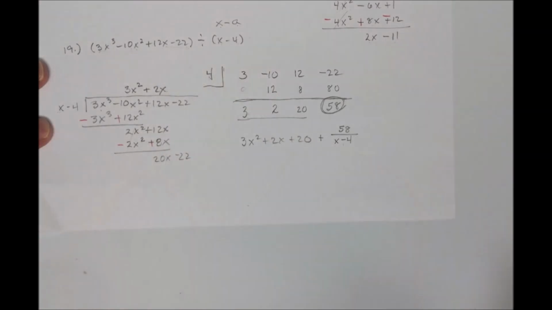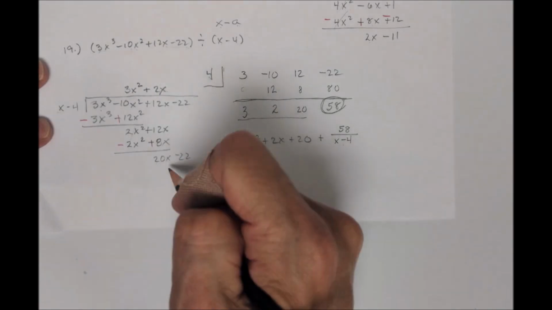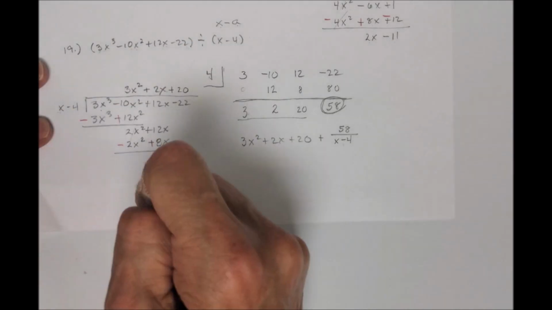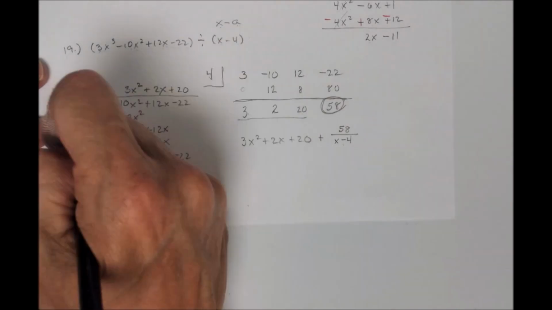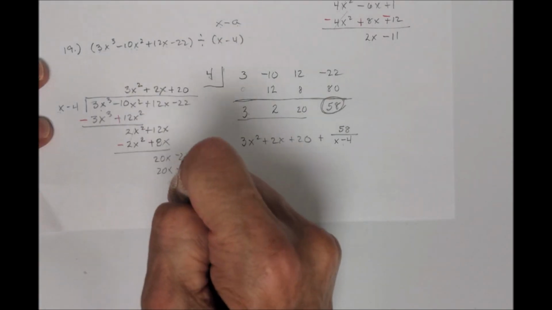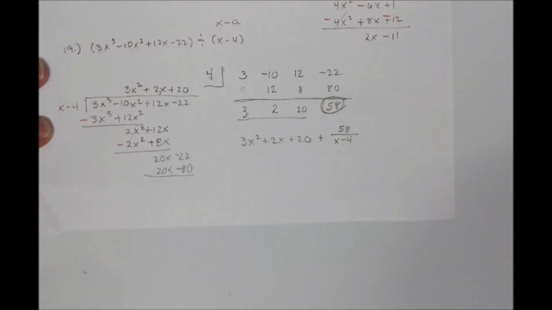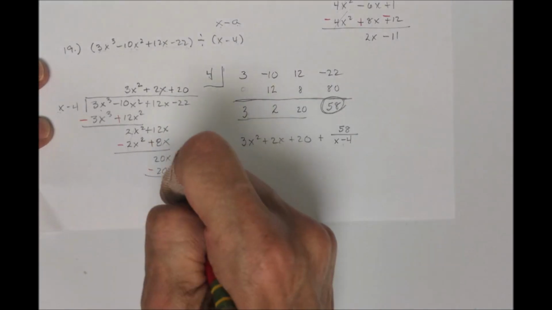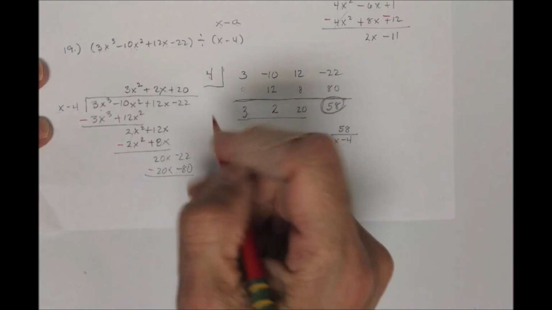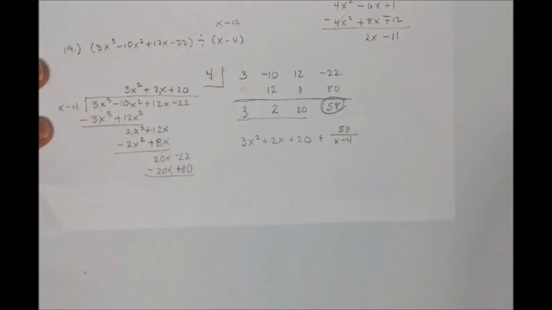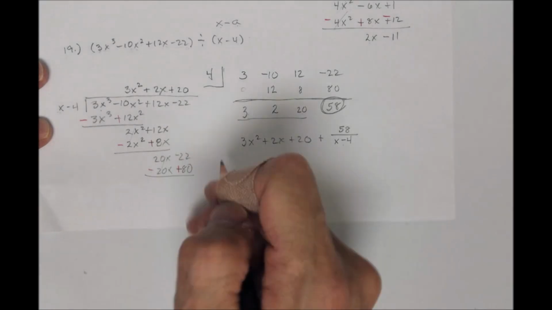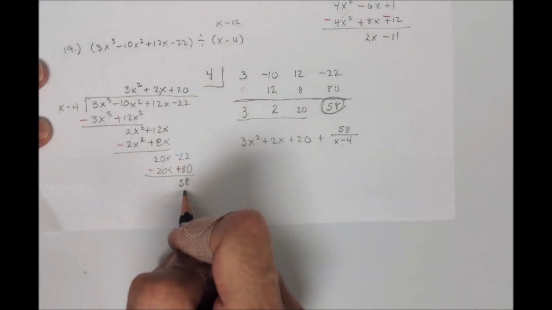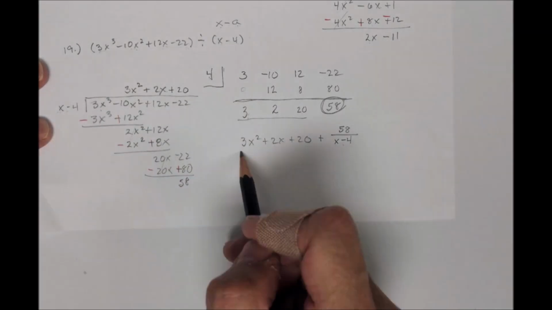And I got to go one more time. What times x is 20x? Well, that'd be a positive 20. 20 times x is 20x. 20 times minus 4 is a minus 80. Then again, I change the signs because I want to subtract here, so I'm going to change to adding the opposite. Yep, that goes plus. And these cancel, and I get, looks like 58, which is my remainder. So that's going to go up over that. See my answer right there?